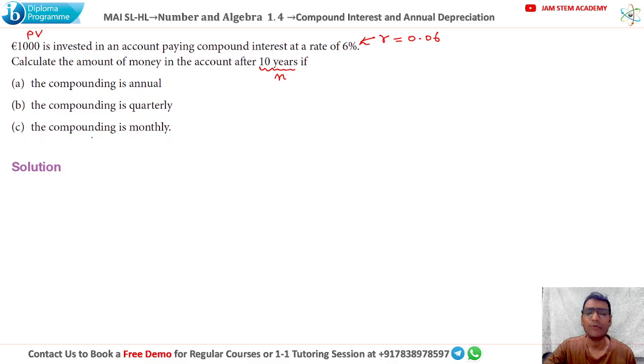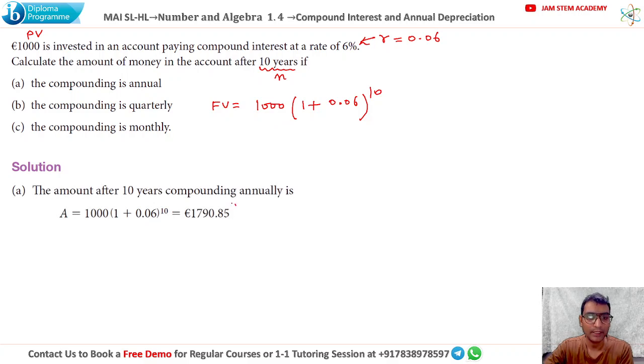Now let's find the final or the future value. After 10 years, the future value will be the present value, which is 1000, times 1 plus 0.06 whole raised to the power 10 simply. So that's going to be my answer. It comes out as 1790.85. So you can round off your answer and say 1791 euros.